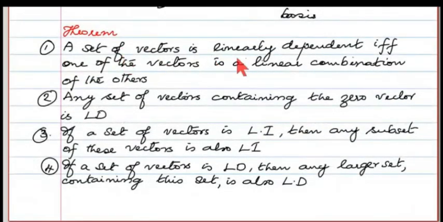Theorem: a set of vectors is linearly dependent if and only if one of the vectors is a linear combination of the others. Another theorem: any set of vectors containing the zero vector is linearly dependent. Another theorem: if a set of vectors is linearly independent, then any subset of these vectors is also linearly independent. If a set of vectors is linearly dependent, then any larger set containing this set is also linearly dependent.